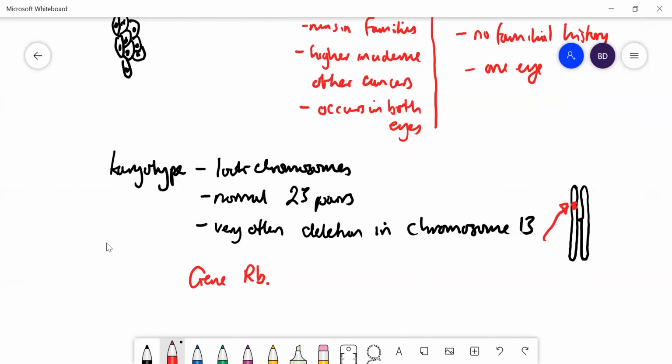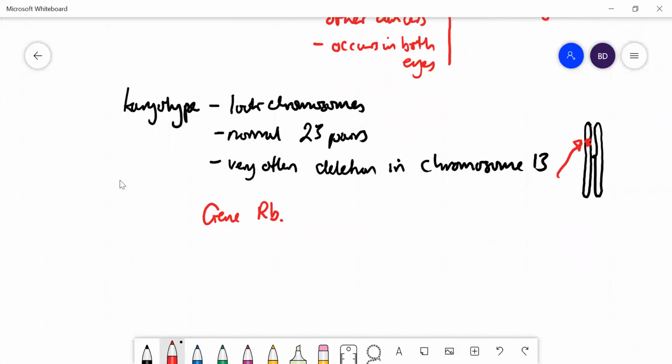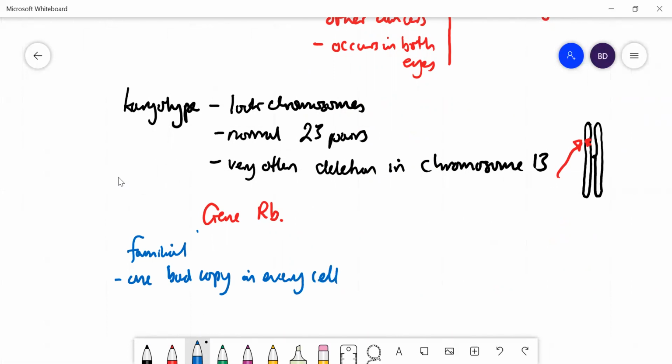Now, what they found when they looked at the gene, in the familial case, is there's one bad copy of the gene in every cell in the body. Sorry, every cell. Sometimes they're called somatic cells, so it just means cells in the body. So they've obviously inherited, in the familial case, a defective copy of that gene from their parents.